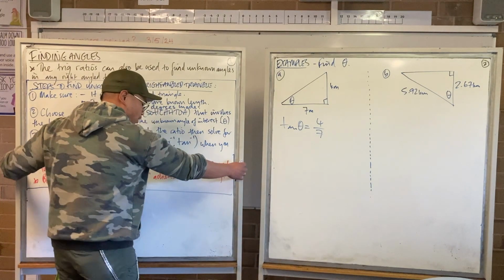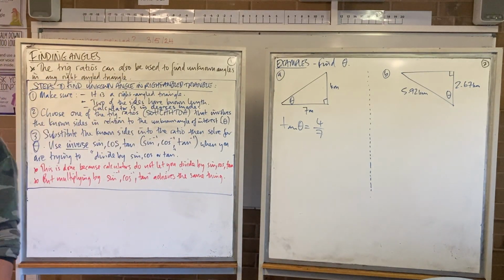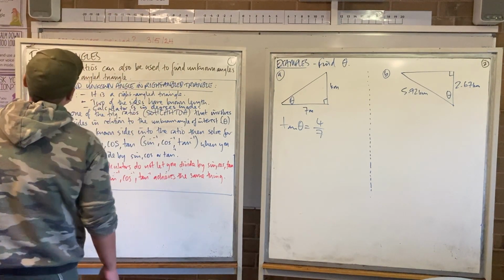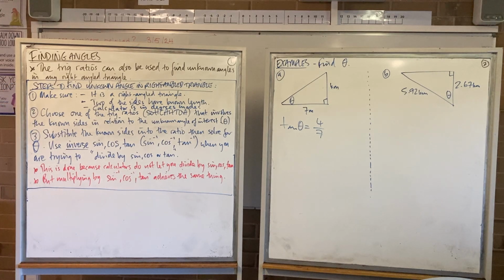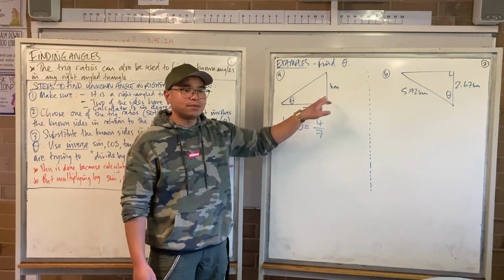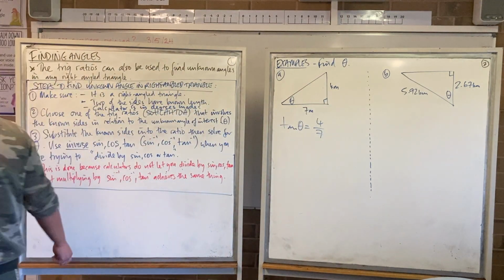So, just so that everyone's on the same page, I always teach this because I don't want to be that guy that says you should know this already. So, how do you find angles? The trig ratios can also be used to find unknown angles in any right-angled triangle. How do I do that? Step 1, make sure it's actually a right-angled triangle. Step 2, two of the sides have to be known. In that one you were trying to do, I know how long two sides were, so you can do it.